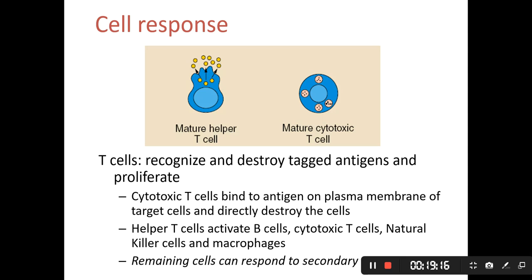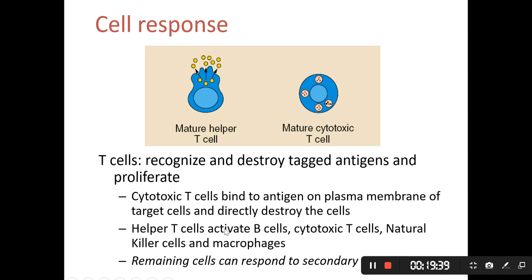The T lymphocytes recognize and destroy the tagged antigens and proliferate. So basically B cells don't work themselves, they release the antibodies, whereas T cells themselves go and fight against the antigens. Okay, so cytotoxic T cells bind to the antigen on the plasma membrane of target cells and directly destroy the cells.